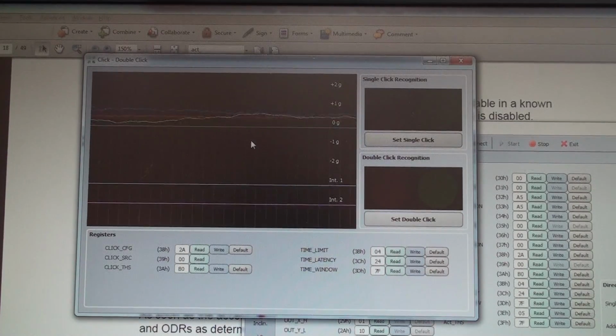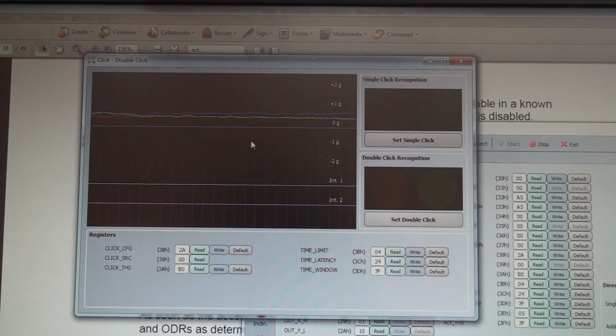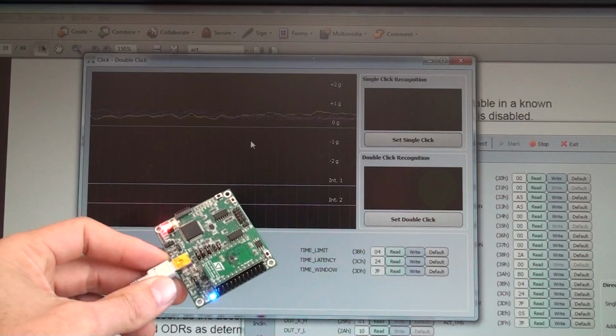Hello, I'm demonstrating the LIS2DH12 double tap with the activity inactivity feature turned on as well. So here it is. You have a graph going on where you can see the XYZ as well as the two interrupts, and I'm holding the board right now.